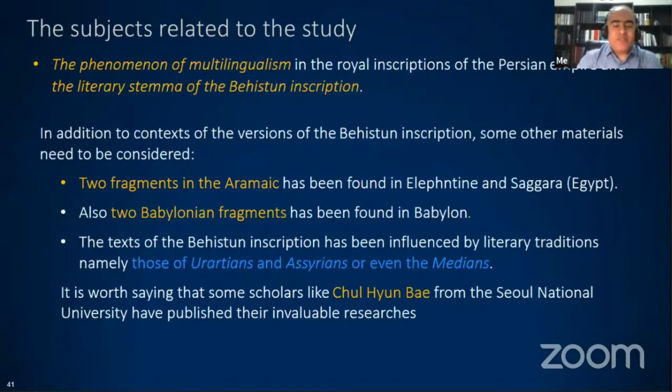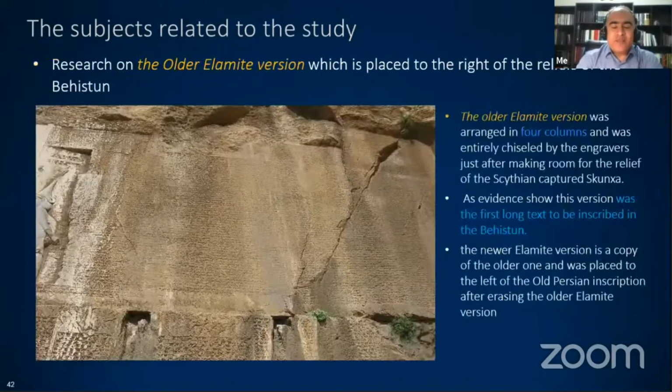This version, which was arranged in 4 columns, was entirely erased by the engravers just after making room for the relief of the captured city of Sigmuka. As evidence shows, this version was the first long one to be inscribed in the Behistun. I should mention that the Elamite version, which I have studied, is a copy of the older one and was placed to the left of the Old Persian inscription after erasing the older Elamite version.